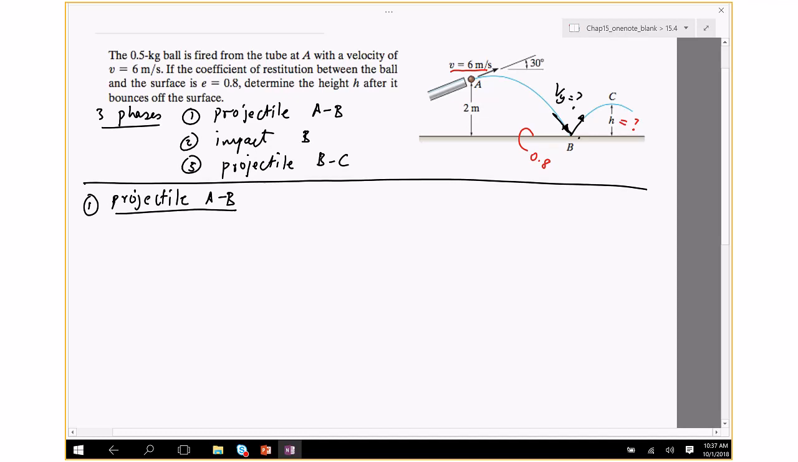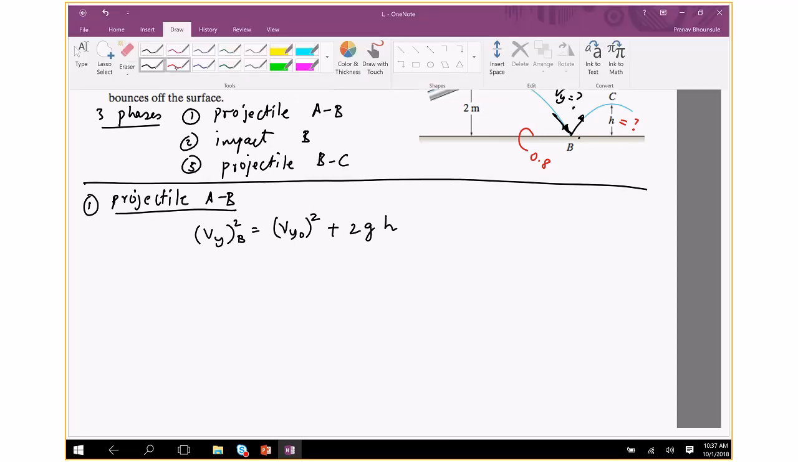Okay, so how can we find the velocity? Well, the velocity at B squared equals the initial velocity, Vy0 squared, plus 2g times the height. This is a formula we've seen in the past, relating velocity and the height h. So this is the unknown.